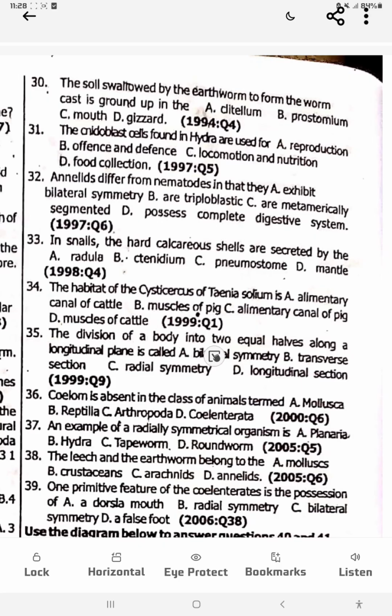35: the division of a body into two equal halves is bilateral symmetry. If you could divide it in any place, that is radial symmetry. Radial symmetry is mostly common to hydra and echinoderms. Don't forget, I talked about it before. The division of a body into two equal halves along a longitudinal plane is called bilateral symmetry, option A. 36: coelom is absent in the class of animals termed Coelenterata, option D. So these animals are diploblastic. They have no mesoderm.